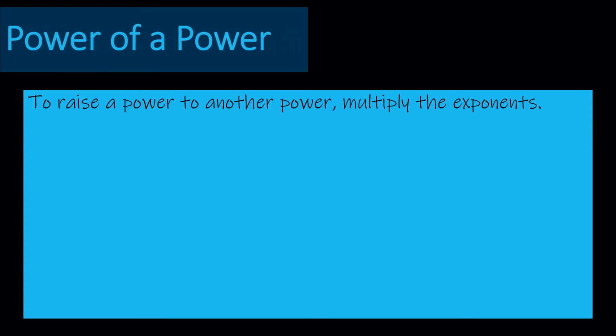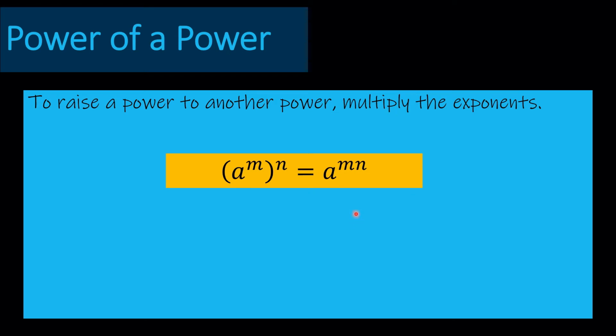Power of a power. To raise a power to another power, multiply the exponents. So if we have a to the power of m raised to the power of n, that is equal to a raised to the power of the product of m and n. So in this case, we already have a power expression, meaning we have a base and then an exponent. What happened is we raised that one to another power. So what we're going to do to find the answer is just multiply the exponents. Okay, example, 2 squared raised to the power of 3.